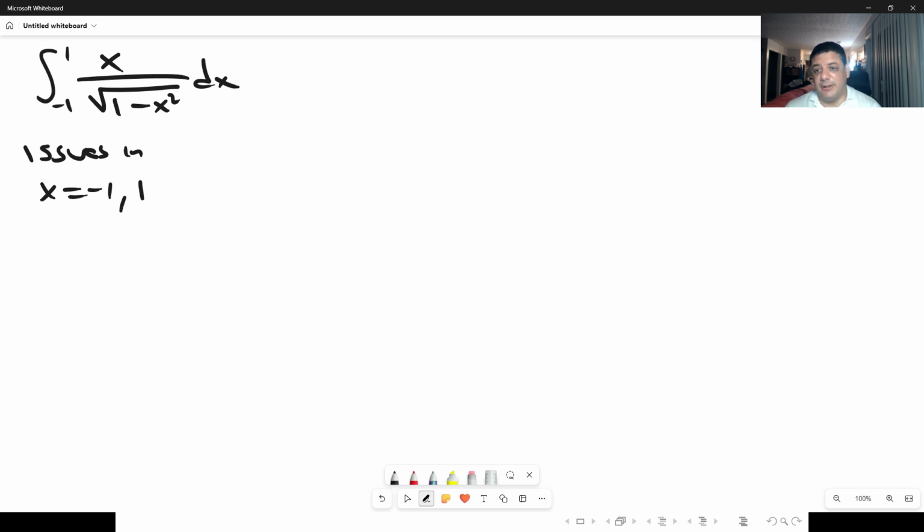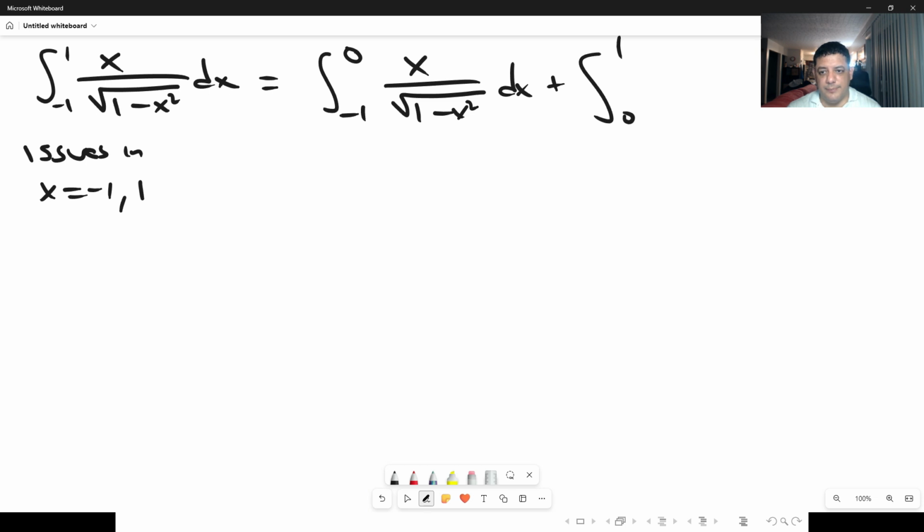So in this particular scenario, what we want to do is break it apart at a point in the middle where we don't have any issues, which is 0. And we're going to have two integrations, one from -1 to 0 and one from 0 to 1. We're going to expect that both of those give me numbers. If they do, then in that case the integral is convergent. Otherwise, it's going to be divergent.